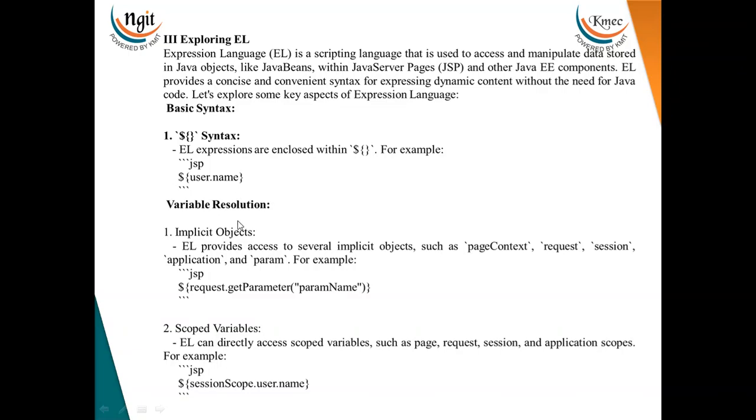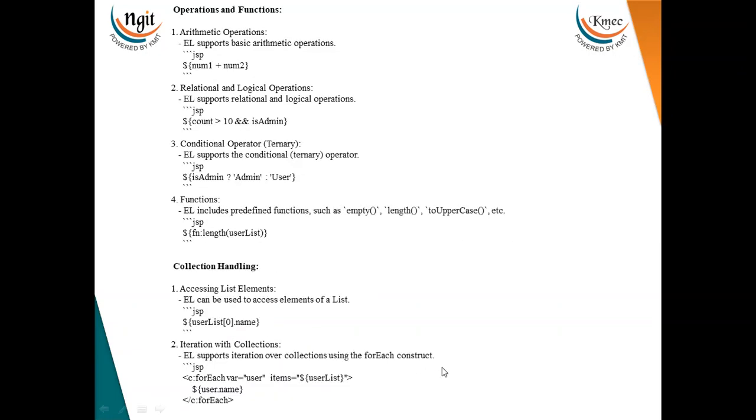For variable resolution, we have implicit objects. EL provides access to several implicit objects like pageContext, request, session, application, and param. For example, request.getParameter. Scoped variables are there, which directly access scoped variables such as page, request, session, and application scopes. For example, sessionScope.user.name.